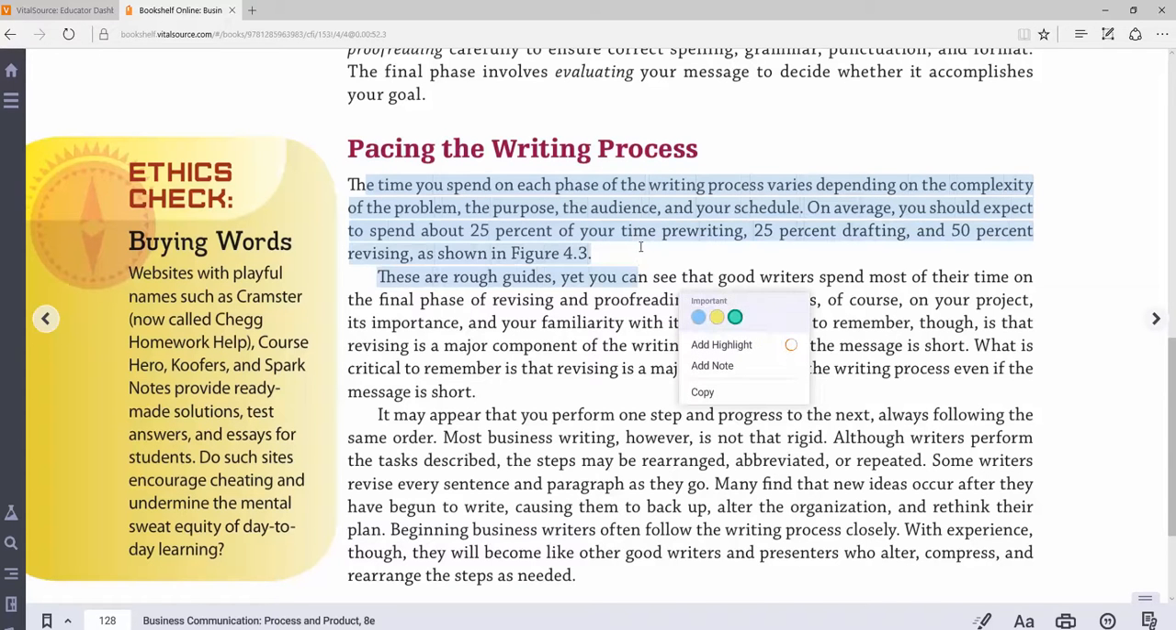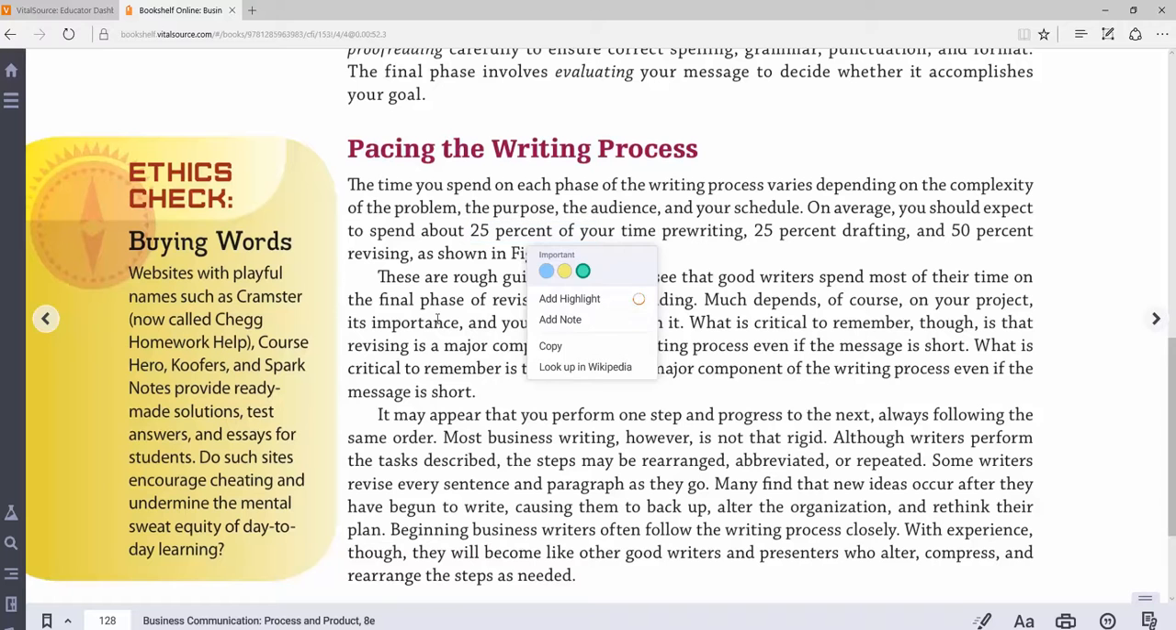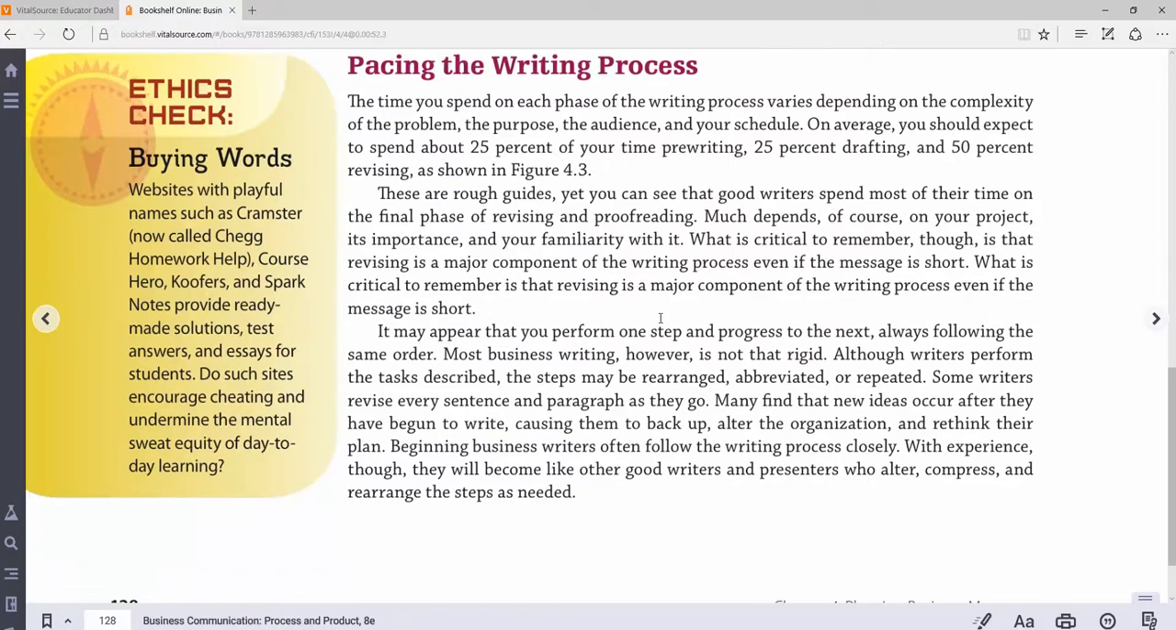Okay. On average, you should expect to spend 25% of your time pre-writing, 25% of your time drafting, and 50% revising. Just rough guides. You will be going over these percents from now through the end of the quarter. They're rough guides, yet you can see the good writers spend most of their time on the final phase of writing and proofreading because you're putting it all together.